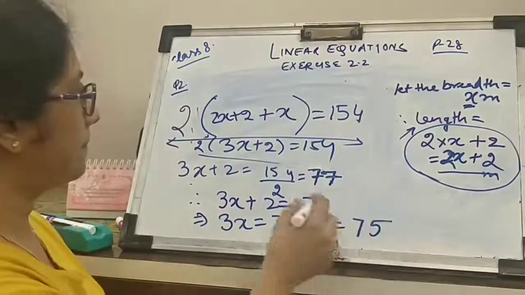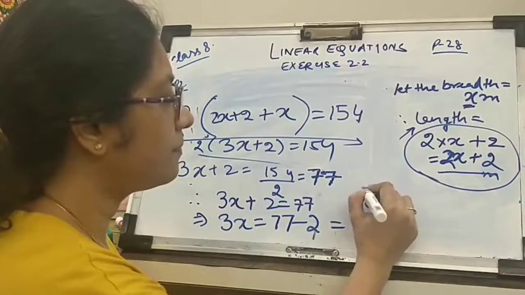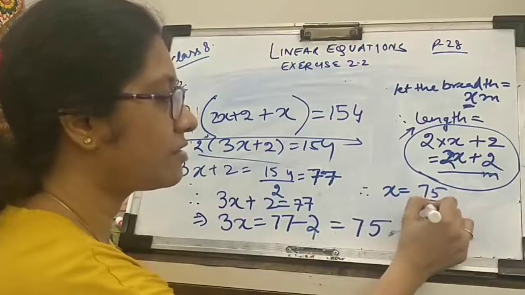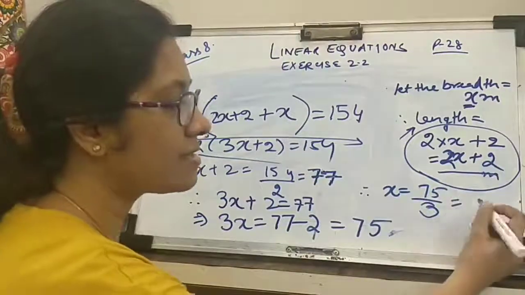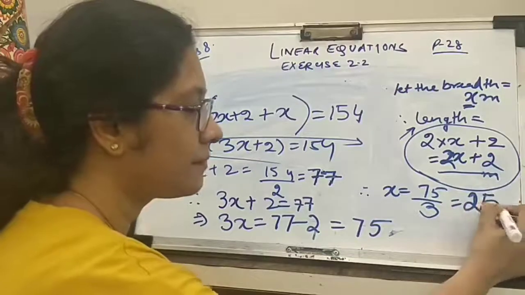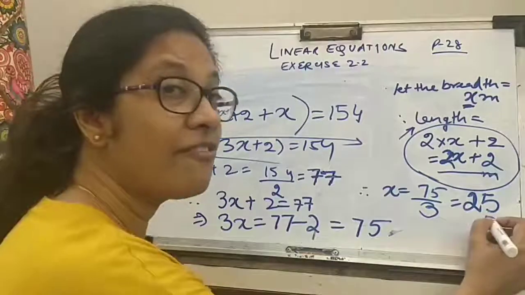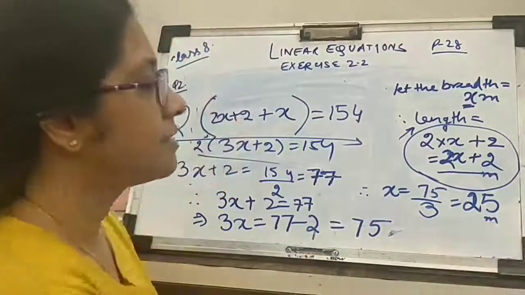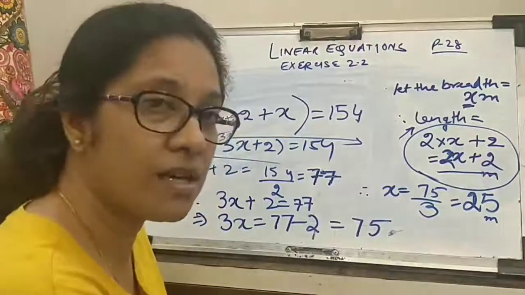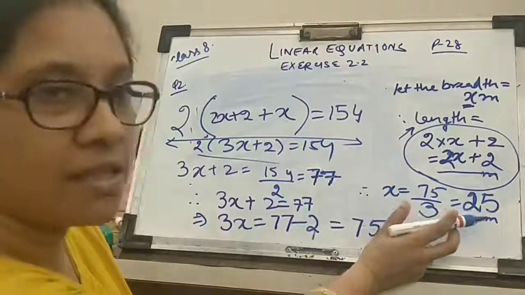Therefore, let me just write it here. x is 75 by 3, which is equal to 25. 25 what? Meters. What was x? We had considered x as the breadth of the pool. So the breadth comes out as 25 meter.